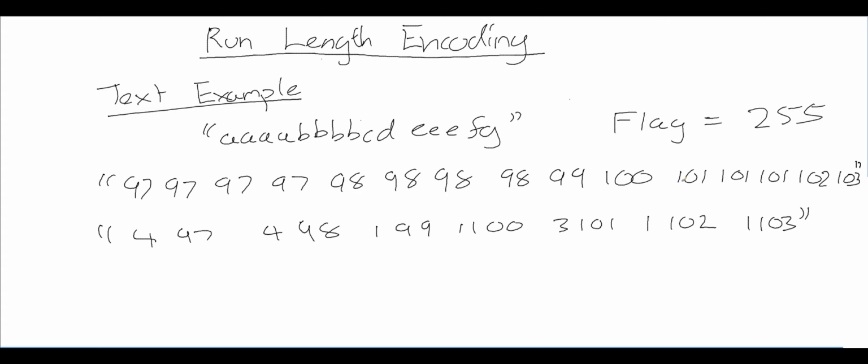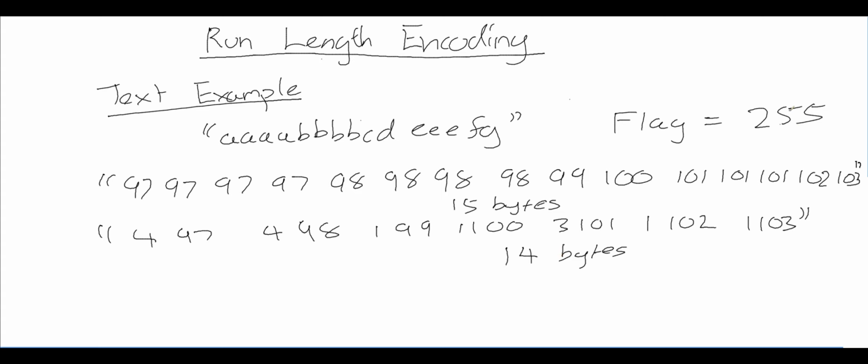Just represented as ASCII codes, I've got 15 bytes of data here, because I've got 15 character codes. Represented using simple run length encoding, I've got 1, 2, 3, 4, 5, 6, 7, 8, 9, 10, 11, 12, 13, 14 bytes of data. So we've done a little bit better with simple run length encoding, but we can do even slightly better than that if we use our flag.